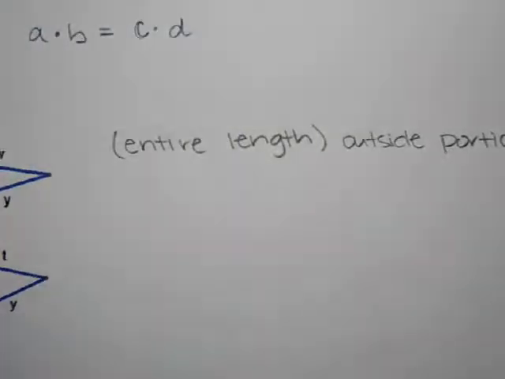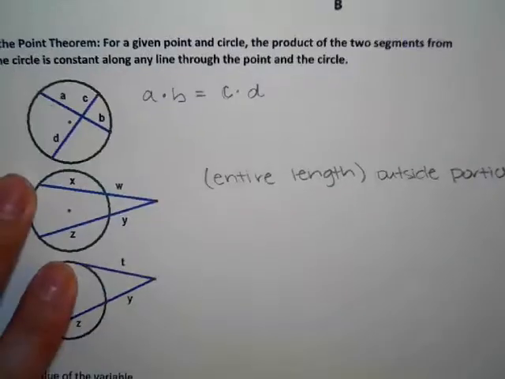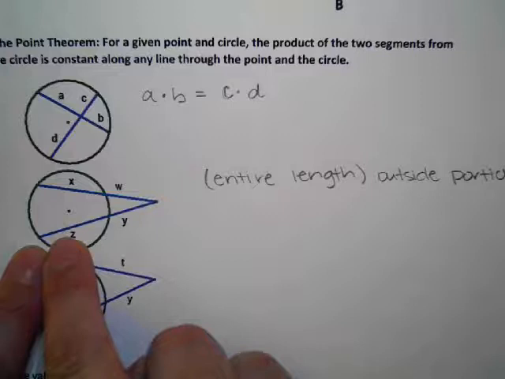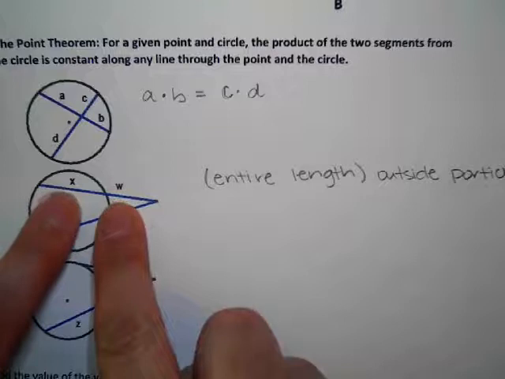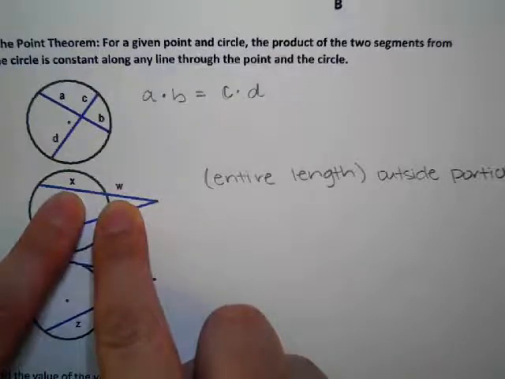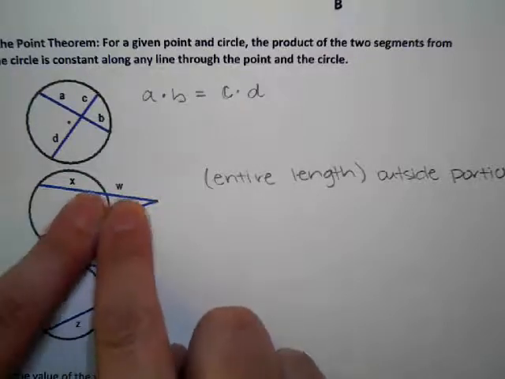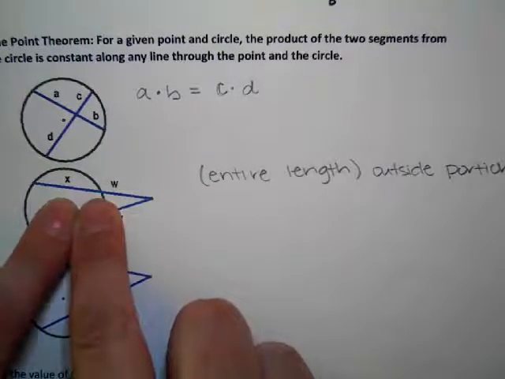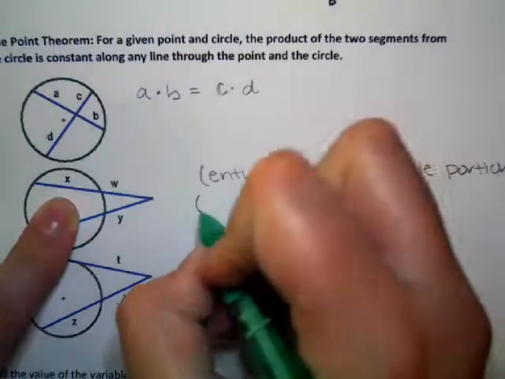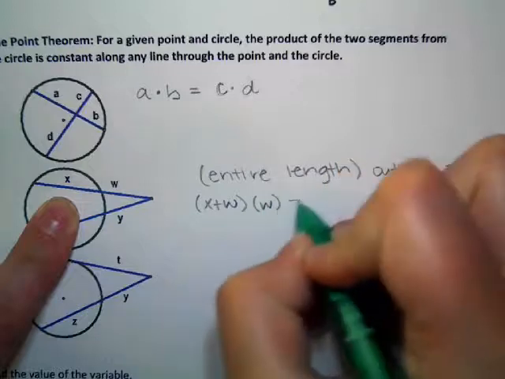So now let me explain it for the two specific scenarios that we have. The way that it works is the entire length, so we have two secant lines. Remember, secant lines cut through a circle. They cut through 2 points of a circle. So the entire length would be x plus w. You have x is the portion inside the circle, w is the portion outside the circle. So the entire length would be x plus w. So we're going to say x plus w times w. W is the outside portion.